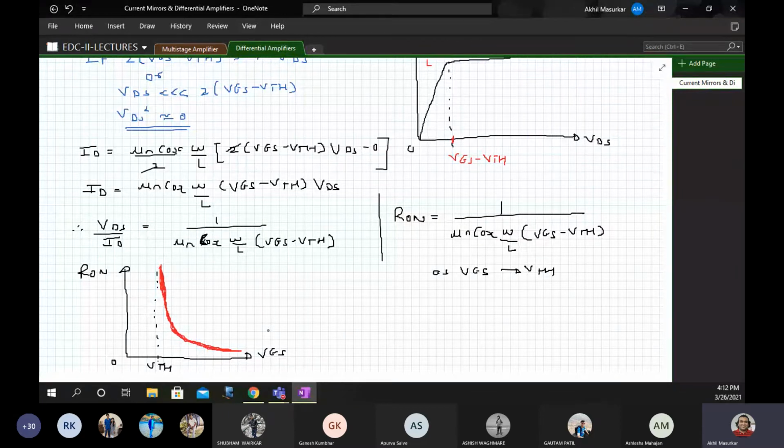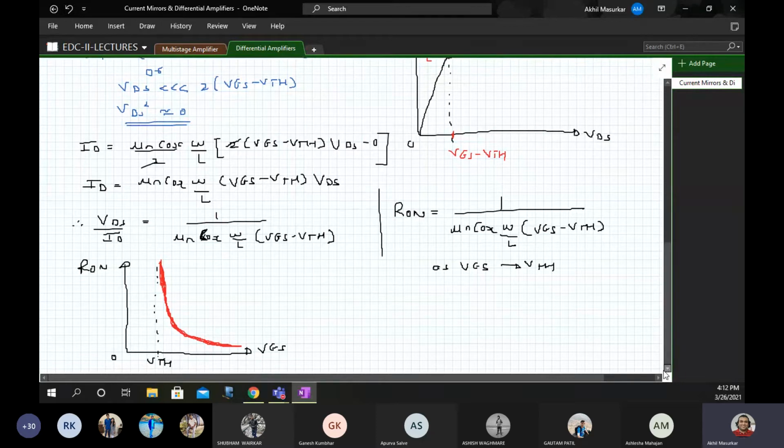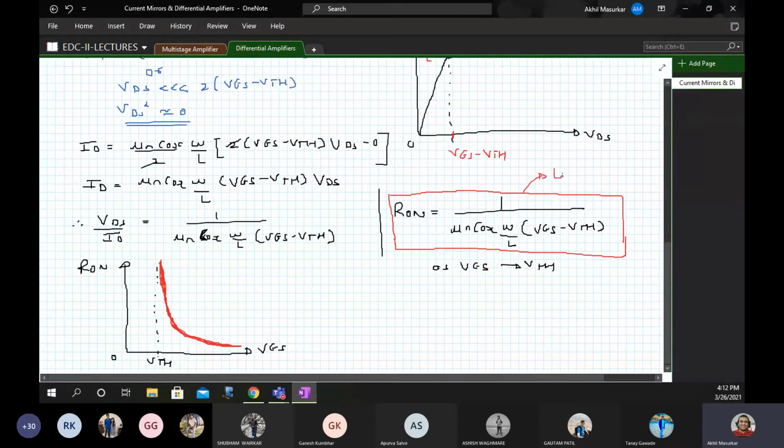So you may get such very small sums for 5 marks or 2 marks in the exam. So you should be able to solve it. That is the whole point. And these are the fundamentals for studying the current mirrors. I'll wait here for 2 minutes till you complete writing this. So this is the on resistance of the MOSFET. In which region? This is in linear region.